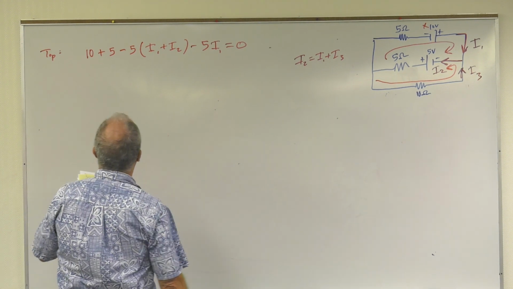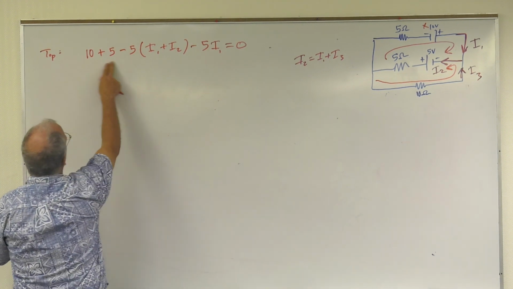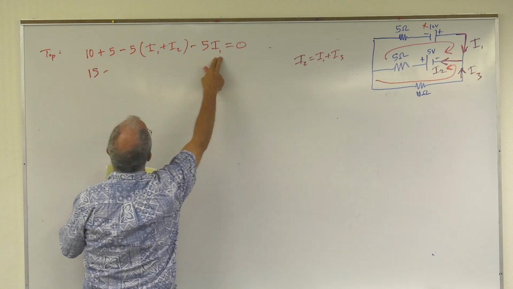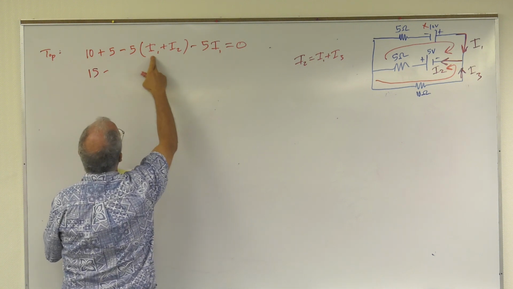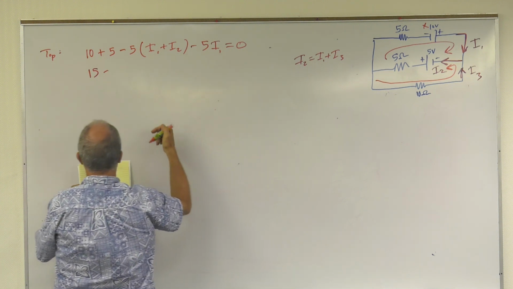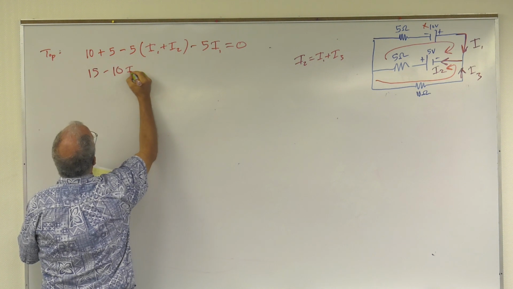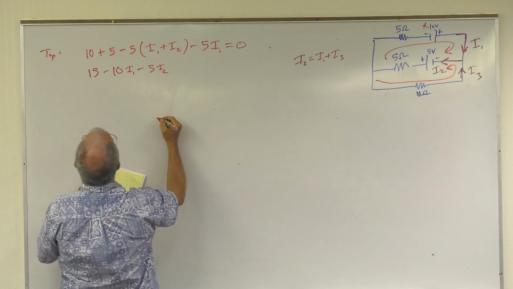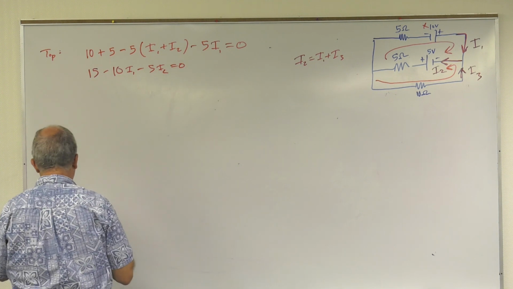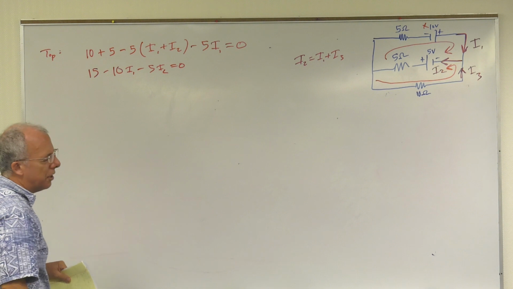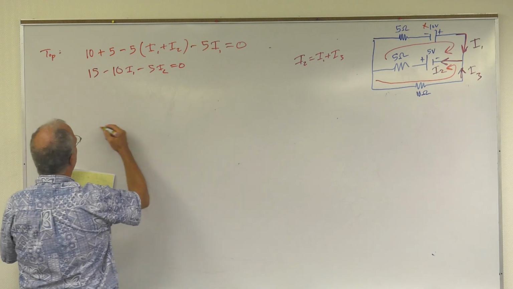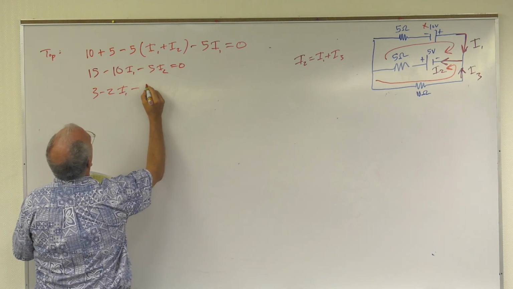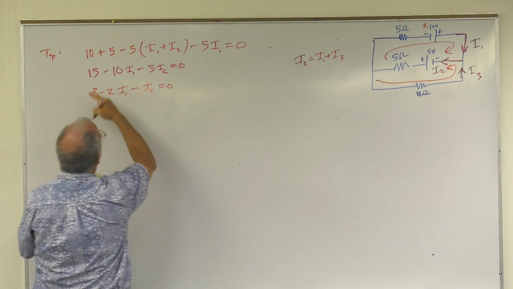Okay, we're going to simplify that, so let's do it. So 10 plus 5 is 15. Okay, we have minus 5I1, minus 5I2, minus 5I1 here, minus 5I1 here, so we have minus 10I1, and we have minus 5I2. That's it, right? That equals 0. Let's divide. We get all these 5s and 10s. Let's divide by the 5. Keep it simple, right? So we have 3 minus 2I1 minus 1I2, right? So we just divide by the 5.